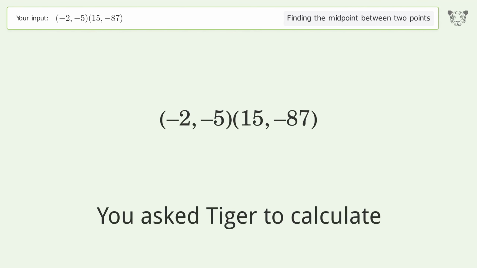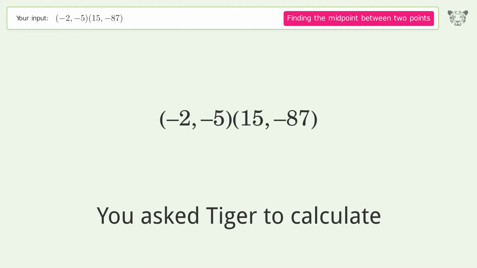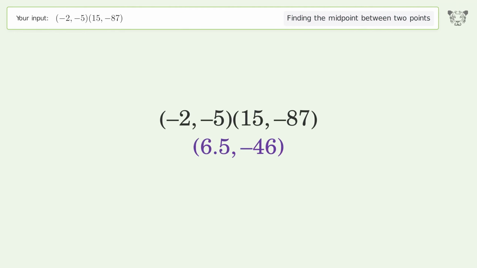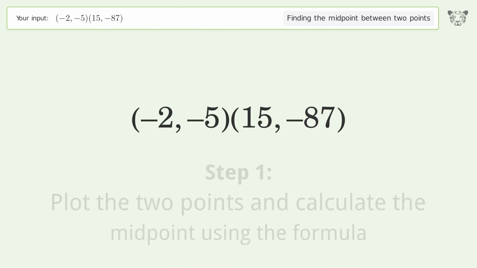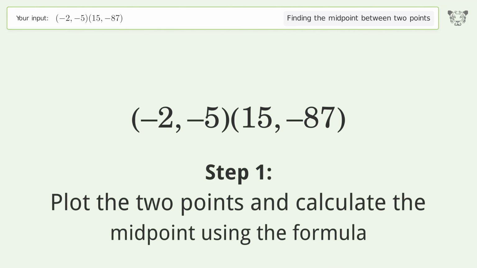You ask Tiger to calculate. This deals with finding the midpoint between 2 points. The midpoint between the 2 points is 6.5, -46. Let's solve it step by step. Plot the 2 points and calculate the midpoint using the formula.